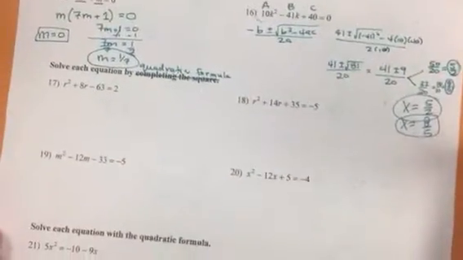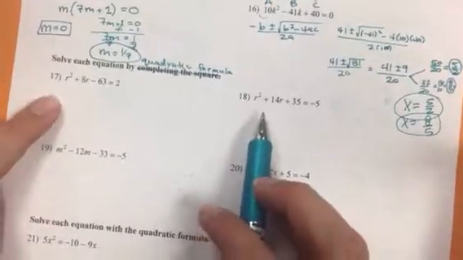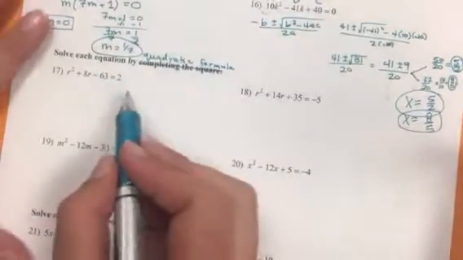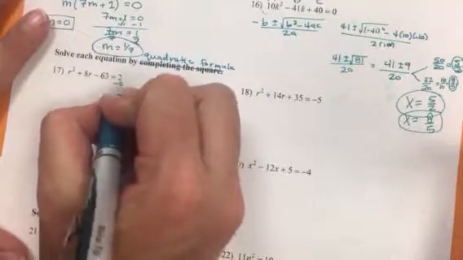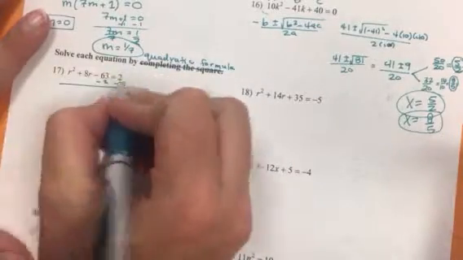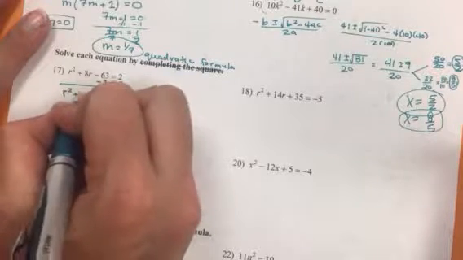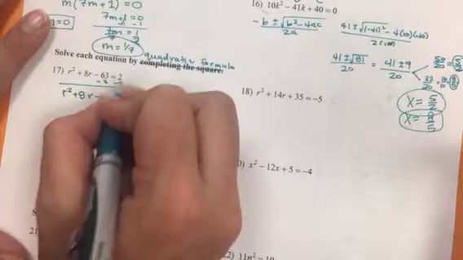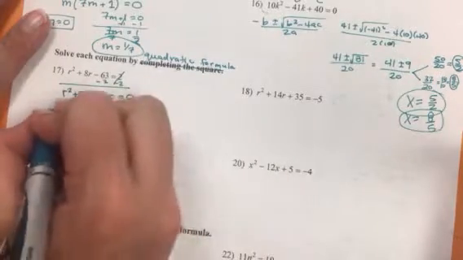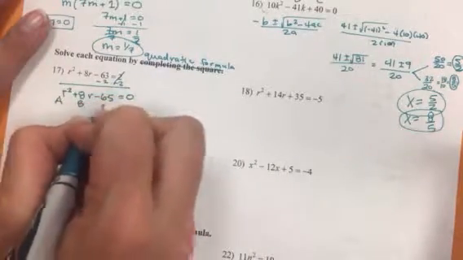Now on the rest of these, you're going to do the quadratic formula. So for example, I want to make sure that this side is a 0. -2r squared plus 8r minus 65 equals 0, a, b, c.